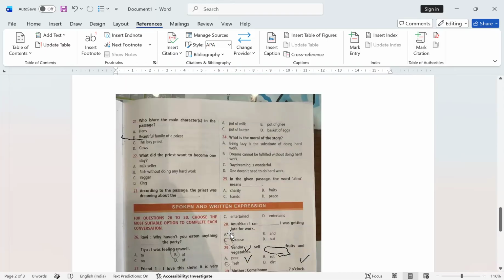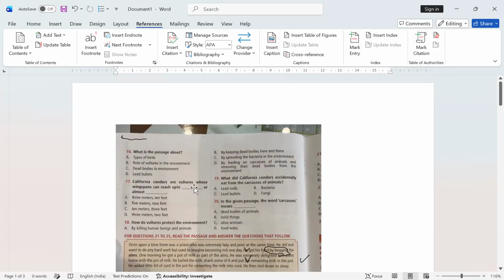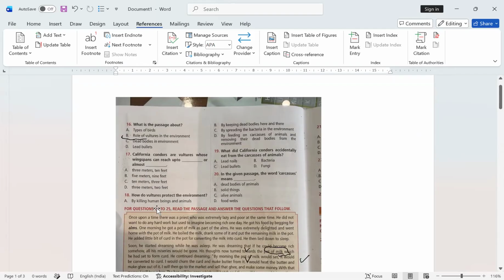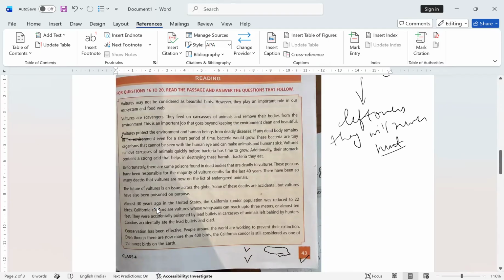अब इसमें ऑप्शन बताओ. There was this question. California condors are vultures whose wingspan can reach up to 3 meters, 10 feet. Option number? A. Perfect. But where was it given? Last paragraph. ठीक है? You will have to underline it, that you have found the answer here, so that the teacher will know that हाँ मिर्का को समझ में आया है, evidence है उसके पास.